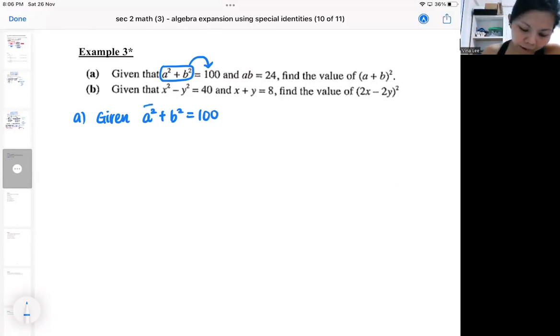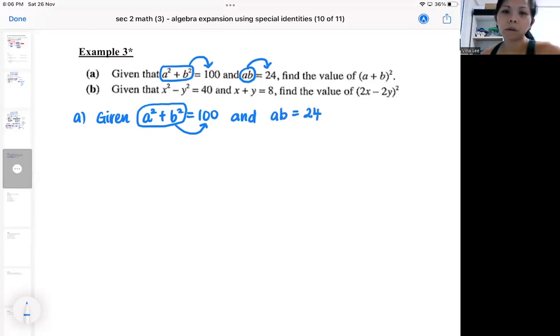We just know that the whole block is 100, and then we know that AB is 24. So I do not know what's my A and B. Some people may try and error. They will say, oh, I think it can be 3 times 8, 3 times 8 is 24. But actually, there's no try and error involved.